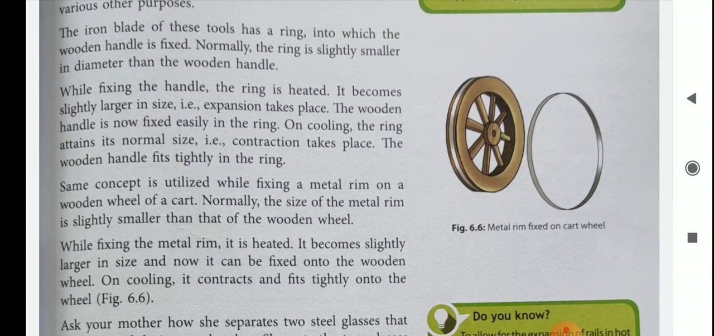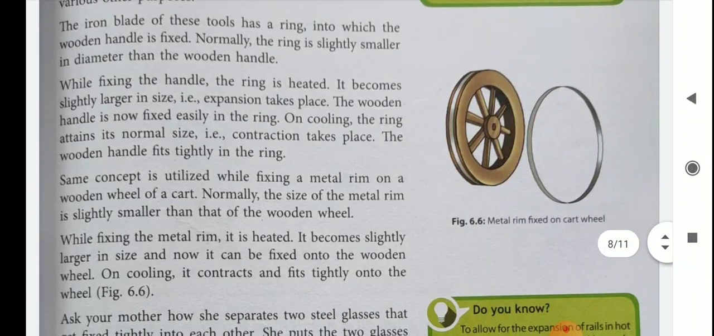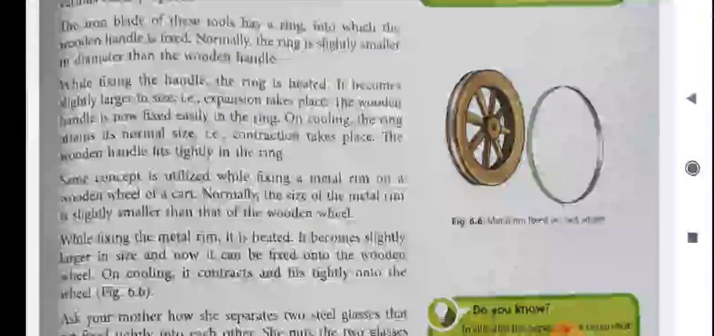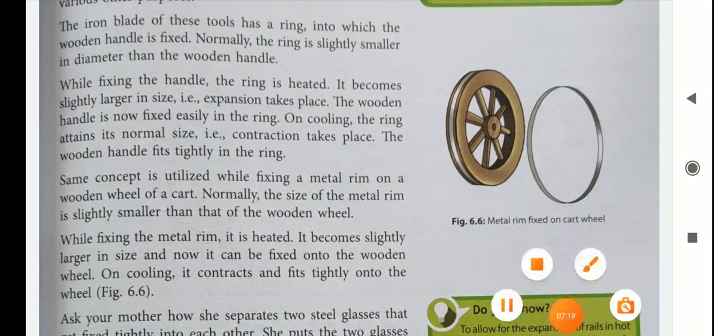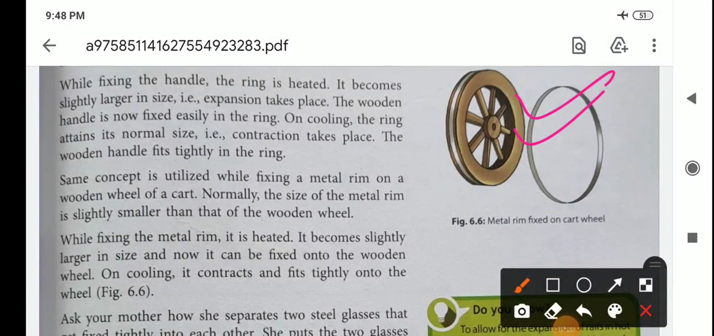So like this, we use the expansion and contraction process to do various types of work. Similarly, the same concept is utilized while fixing a metal rim on a wooden wheel of a cart. Normally the size of the metal rim is slightly smaller than that of the wooden wheel. While fixing, the metal rim is heated. It becomes slightly larger in size, and now it can be fixed onto the wooden wheel. On cooling, it contracts and fits tightly onto the wheel.